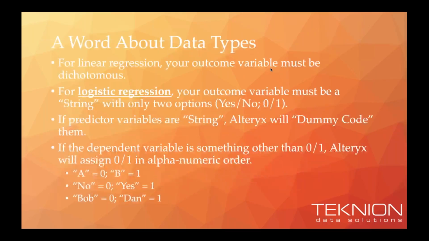Okay, so let's talk a little bit about data types. We did this with linear regression, but we need to do this again. In linear regression, it says your outcome must be dichotomous, but that's a typo. Your outcome must be continuous is what that should say. Sorry about that. In logistic regression, your outcome variable must be a string for Alteryx. Okay, now this is weird, because we're talking about outcomes that are 0 and 1, and I just said it has to be a string.